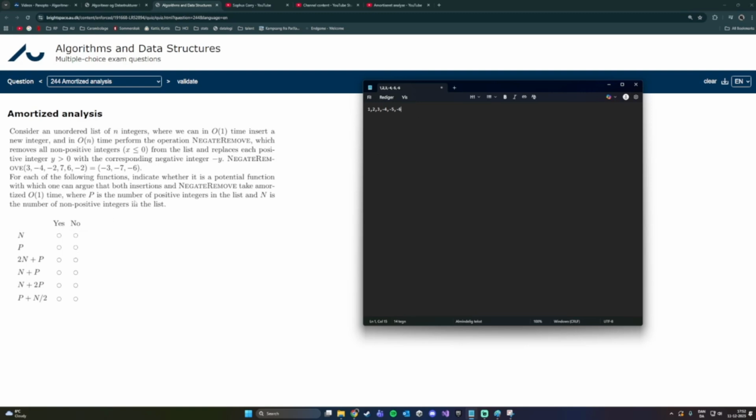So if we say n here is the number of non-positive integers and p is the number of positive integers, then in the worst case scenario for this one, we will decide to do this negate-remove twice in a row, because if we call it once, we'd remove all of these and we'd make all of these negative, and then we'd still need to do it again.